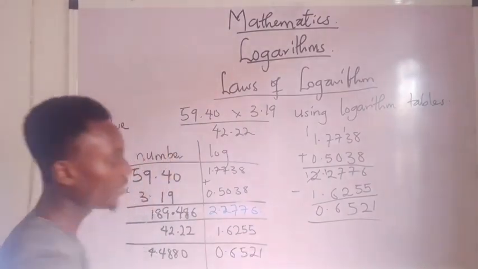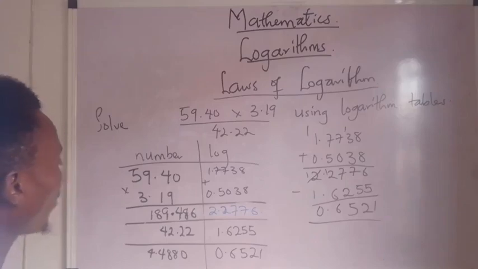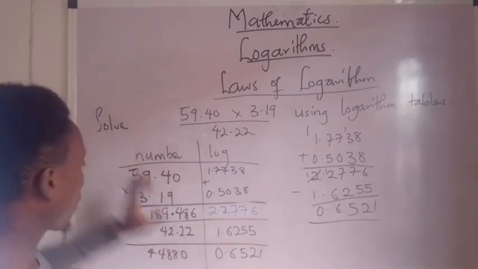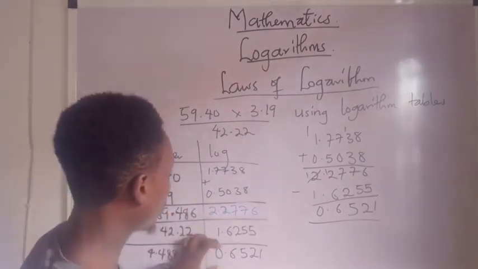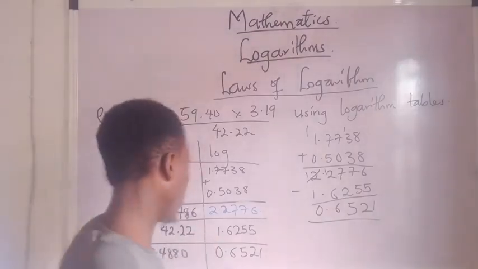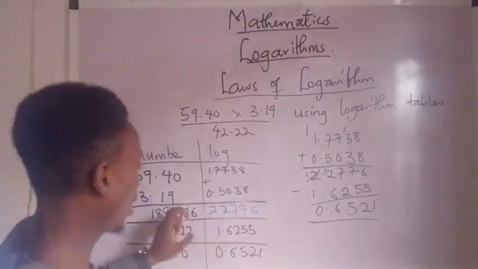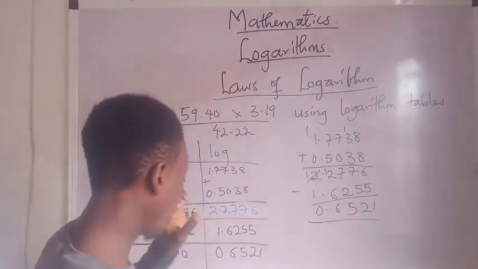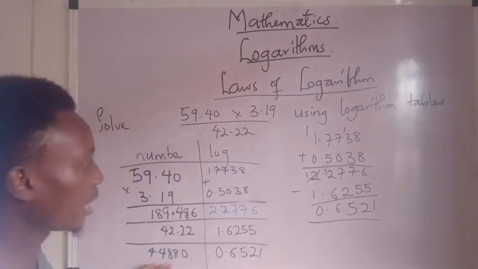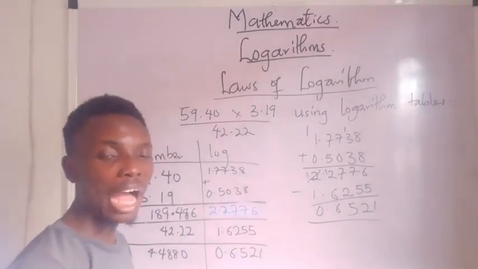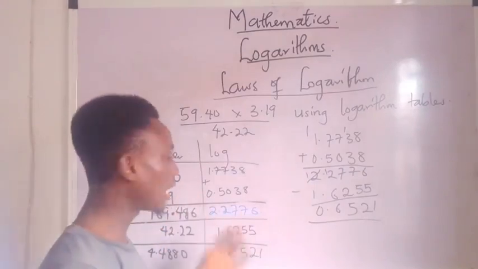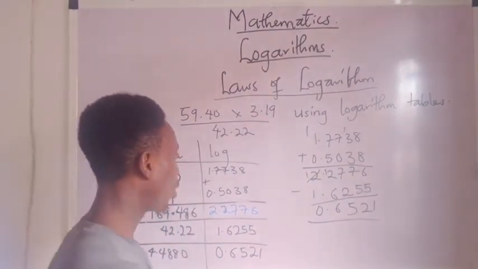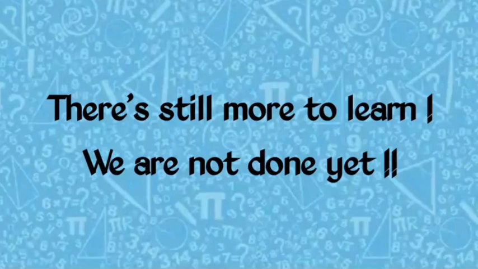How do we get the ordinary values? Or how do we get the value in ordinary number form? You find the anti-logarithm of this value. The anti-logarithm of this value gives us this. Now, we'll be going straight to how to find the anti-logarithm values of our log of numbers.